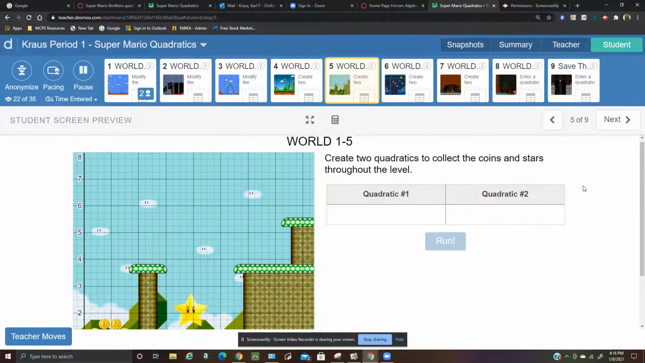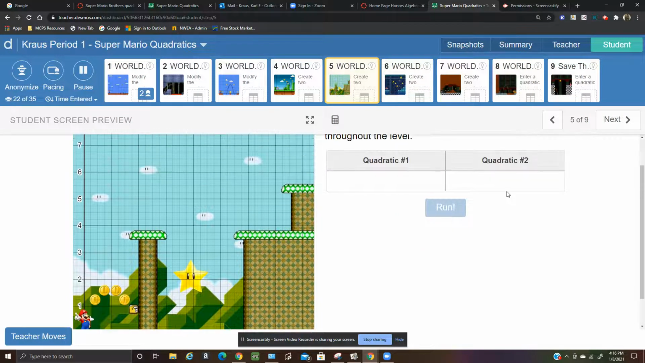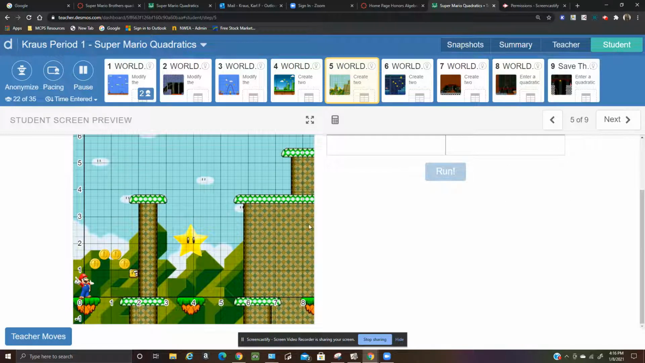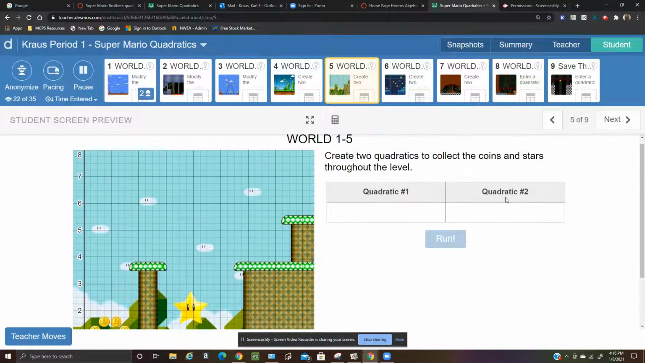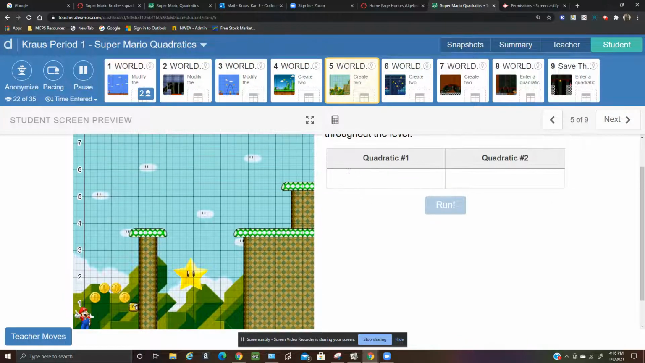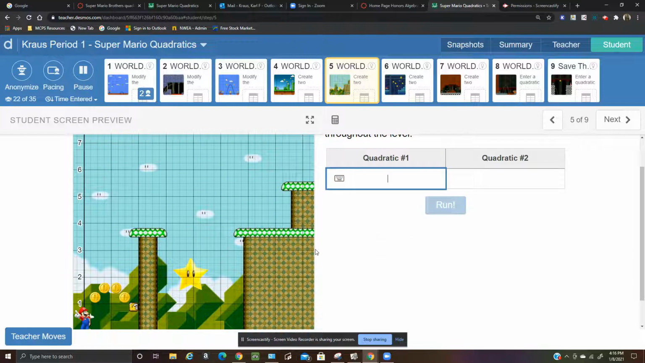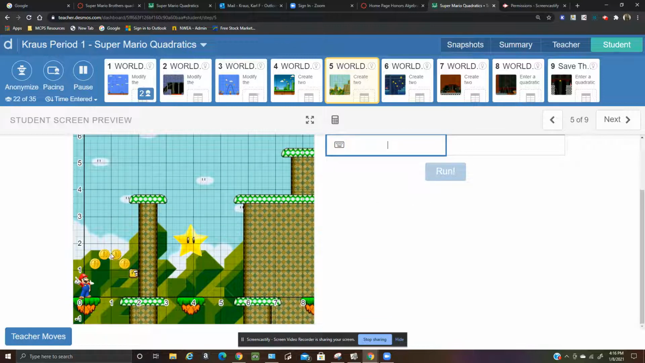Here in screen 5 is where it says create 2 quadratics, collect the coins and stars throughout the level. So this one has more than just one activity on this slide here. On slide 5, I think it says move on after you get the correct equation. So this one, I would use the vertex form again. So I'm going to use like 1.75 as the x value of my vertex.